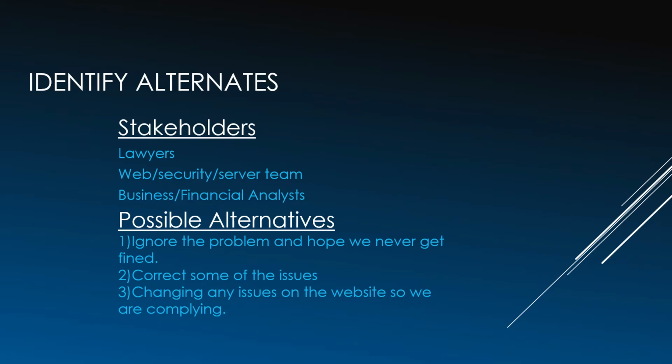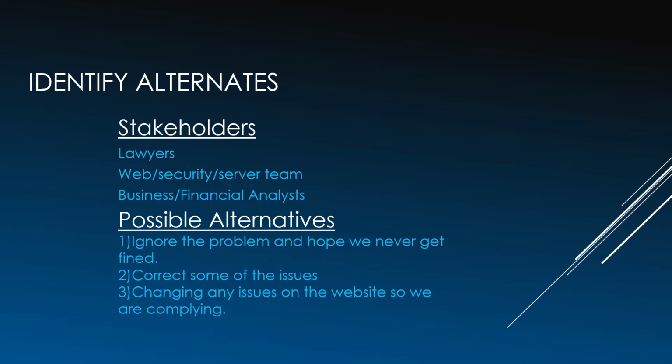After identifying our problem statement, we then looked at identifying our alternates. This would be identifying people who would help us make any decision related to the problem. These stakeholders would be our lawyers because they are familiar with the laws and regulations of the state. We also want to go ahead and enlist our web team, our security team, as well as our server team, so that they could look at potential solutions and help identify areas where we can improve.